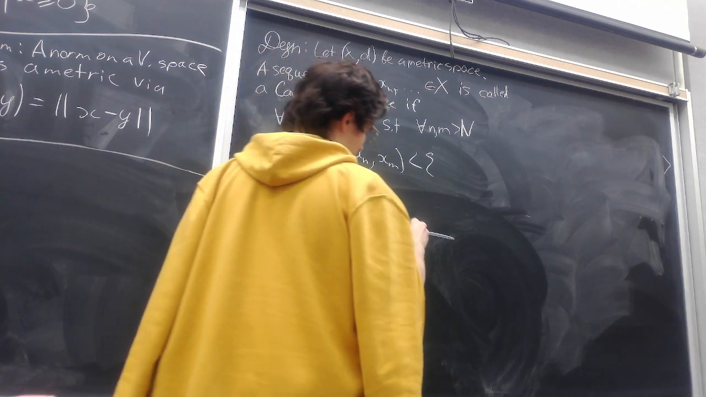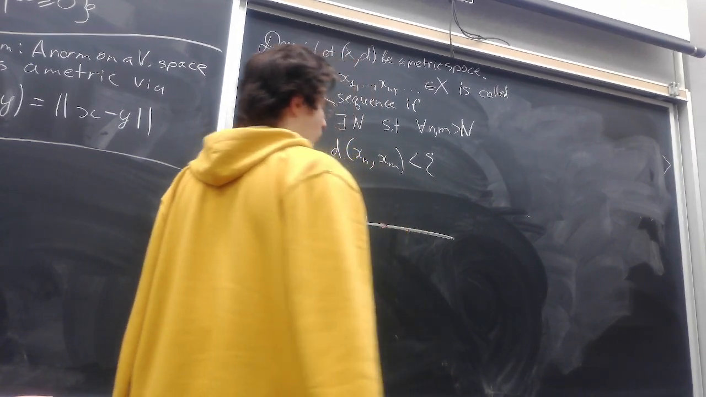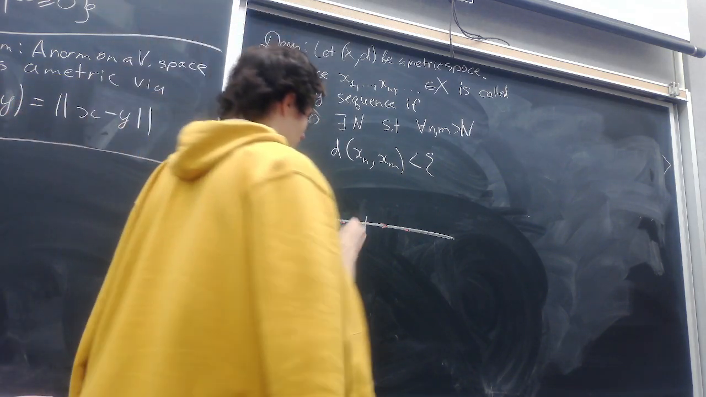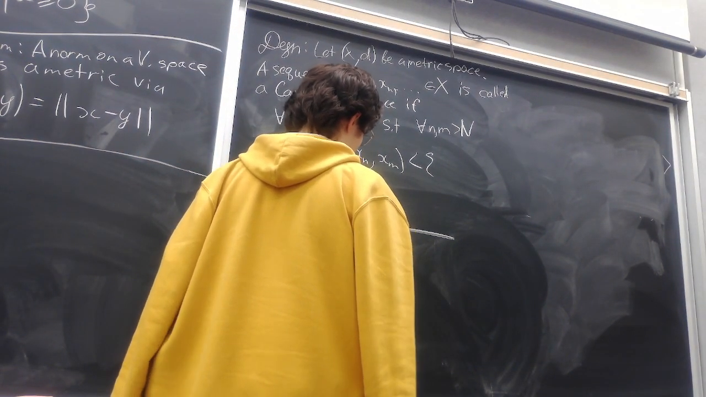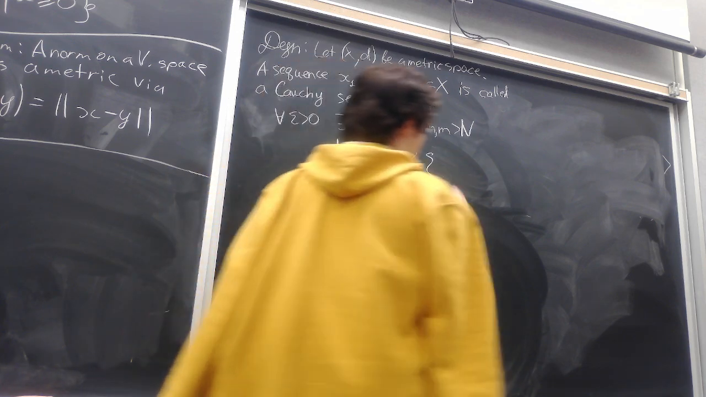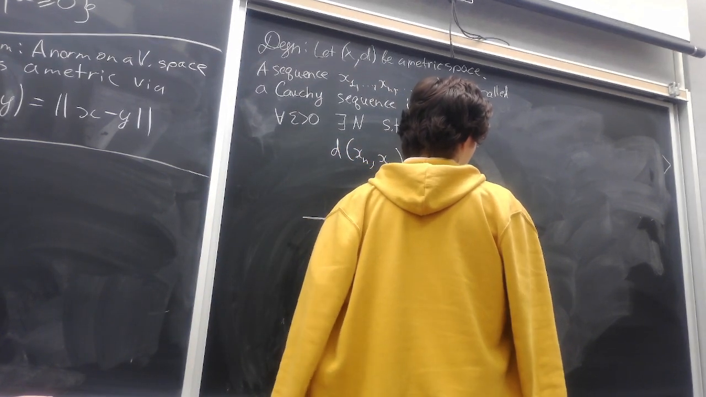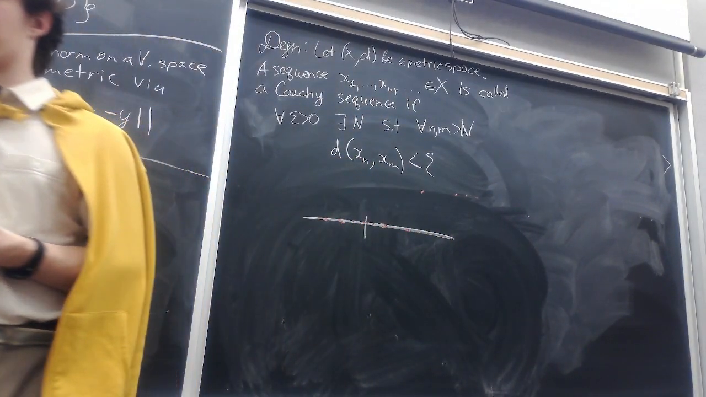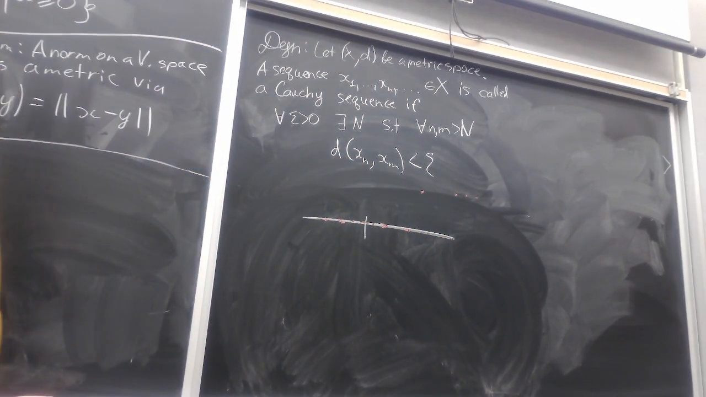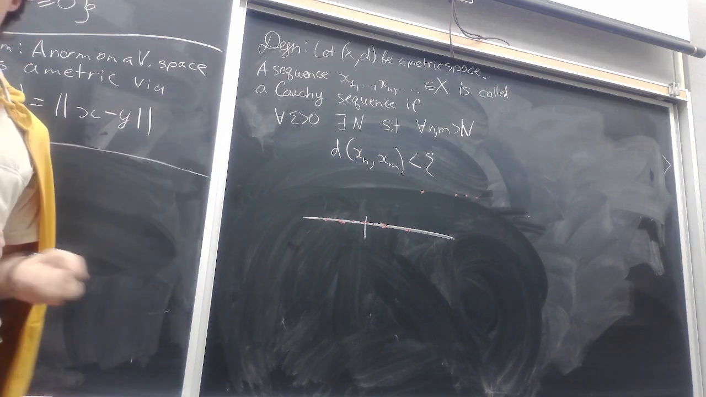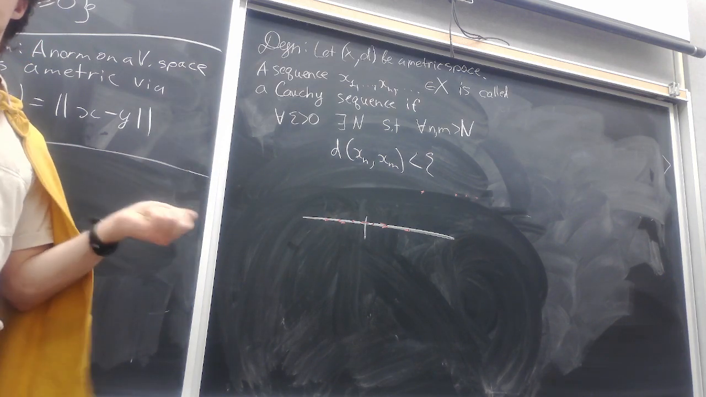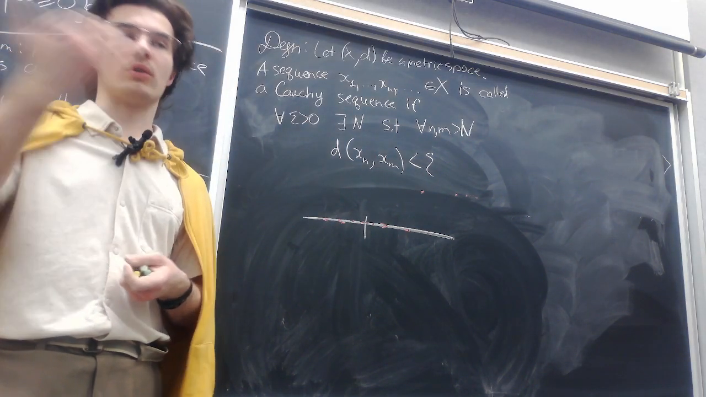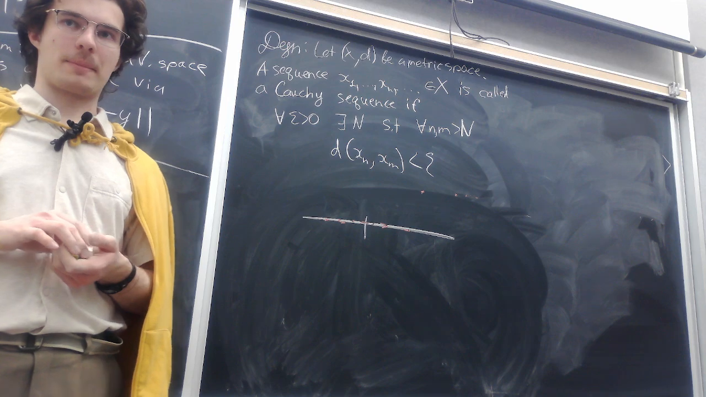I have x1, x2, x3, x4. The point is that these points get closer to each other as you progress. They get closer and closer to each other, right? Or maybe you had something going like this, and the points kept getting closer to each other. Does this definition make sense? All of this is saying is that the points get arbitrarily close to each other as you go along the sequence.